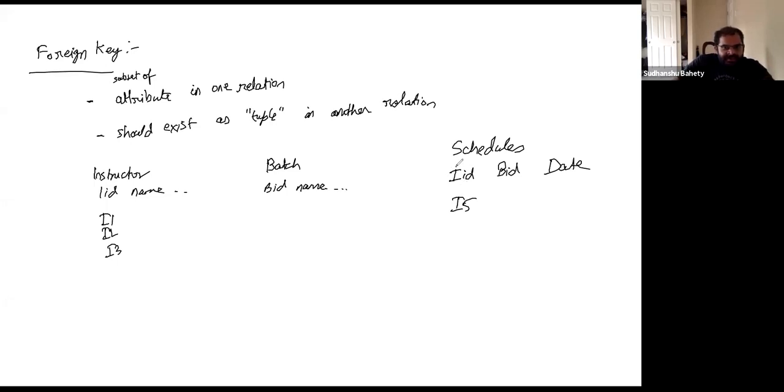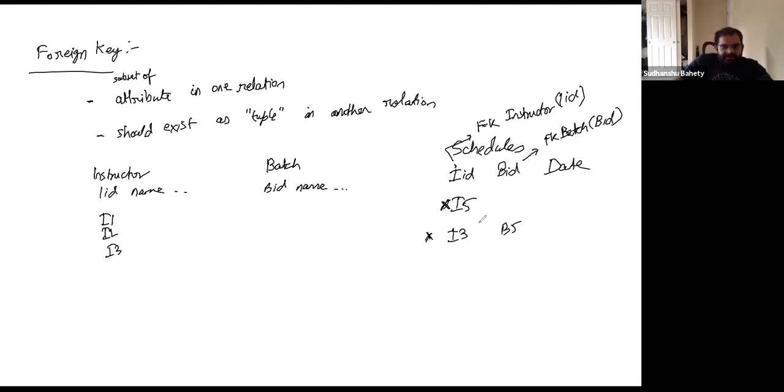What I say is, in schedules, that IID is a foreign key on the instructor table, on instructor ID. Similarly for batch ID, I will say it's a foreign key on the batch table, batch ID. So what it says is, for any entry in this, there should be at least one entry which has the same value. So if I5 is not present over here, it will reject this entry. Or say I3 is there, but B5 is not there, it will reject this entry because the constraint on the foreign key is violated.